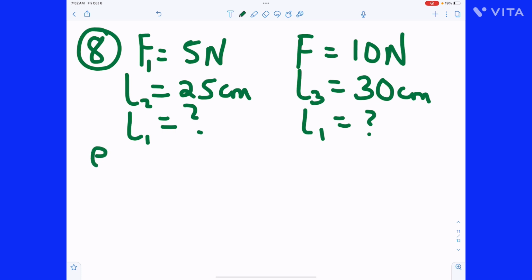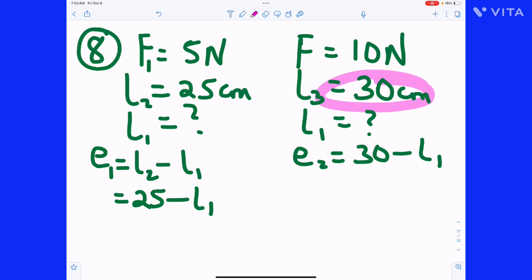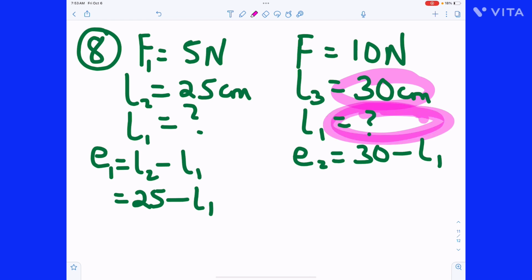So here, the extension produced would have been L2 minus L1. You know, the final length, 25 centimeters produced, minus the original length of the spring before 5 newton was hung on it. So E1 is 25 minus L1. In the same way, E2 here also is 30 minus L1. The final length produced when 10 newtons force was hung on it is 30 centimeters. So that means the extension will be 30 centimeters minus the original length L1.